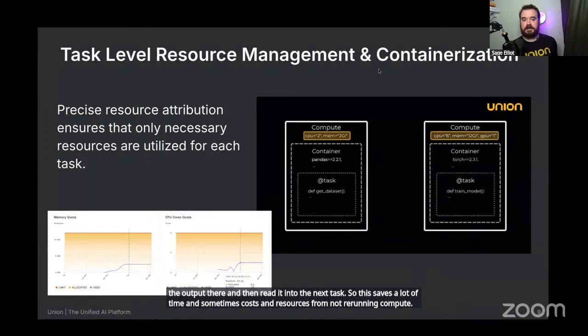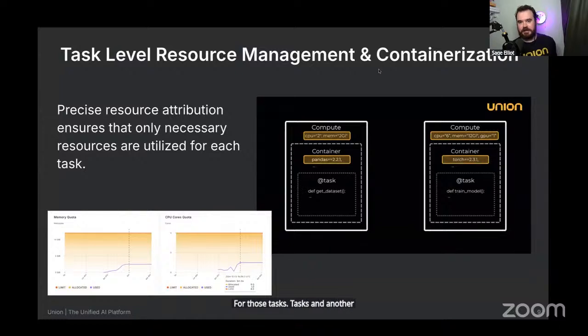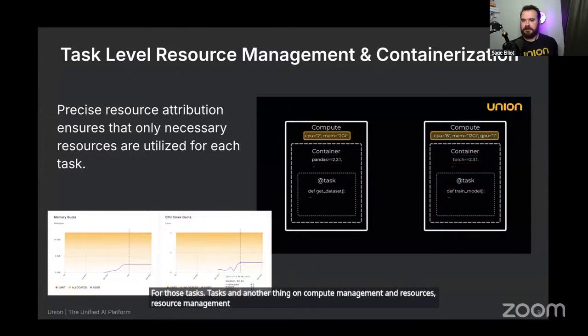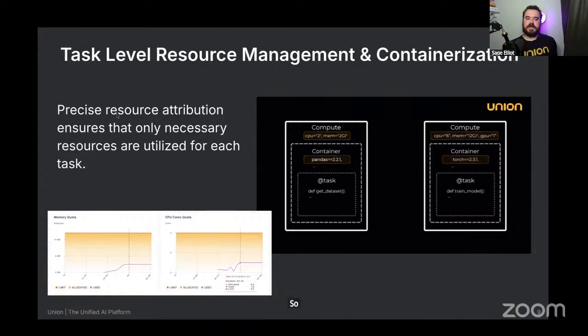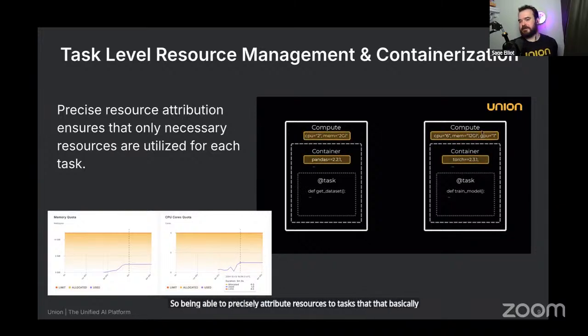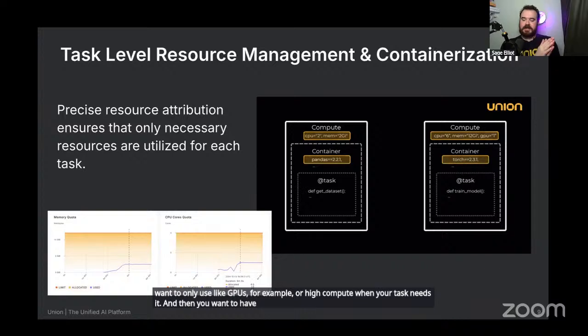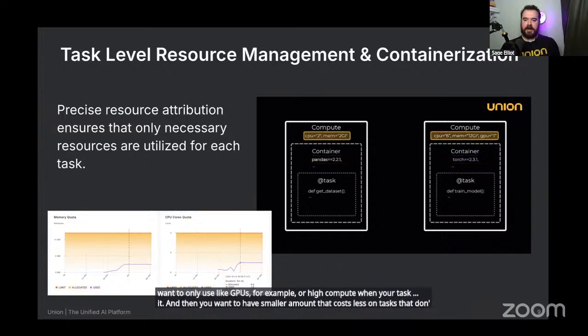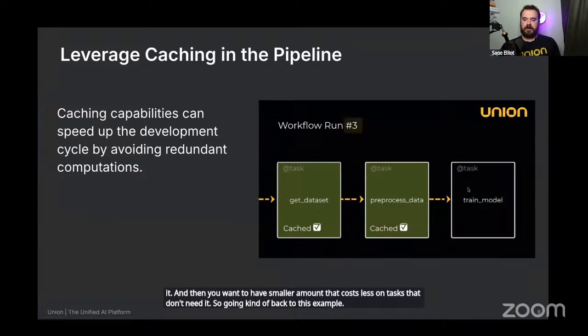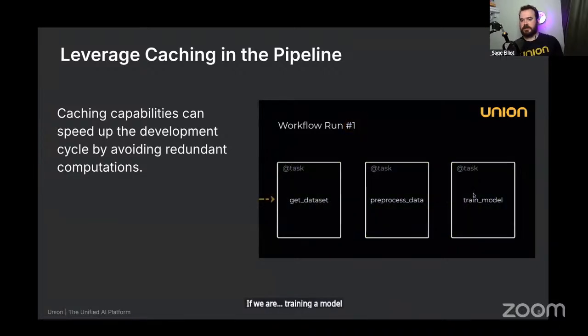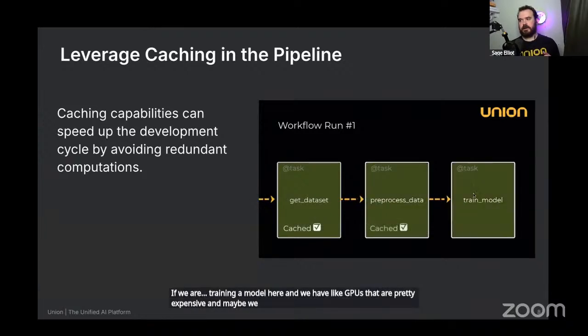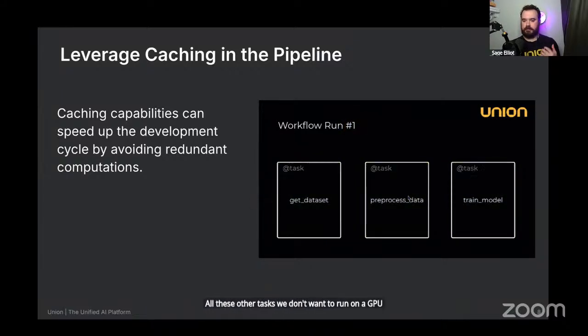So this saves a lot of time and sometimes costs and resources from not rerunning compute for those tasks. Another thing on compute management and resource management is task-level resource management and containerization. So being able to precisely attribute resources to tasks, so that you only use GPUs, for example, or high compute when your task needs it, and then you have a smaller amount that costs less on tasks that don't need it. So going back to this example, if we are training a model here and we have GPUs that are pretty expensive and maybe we don't have as many in our cluster and we want to reserve those for people that need them, all these other tasks we don't want to run on a GPU, we just want it to run on CPU.